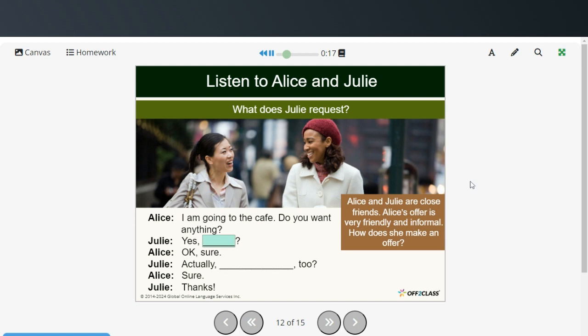I am going to the cafe. Do you want anything? Yes. Could you bring me a small coffee with milk? Okay, sure. Actually, can I have a muffin too? Sure. Thanks.